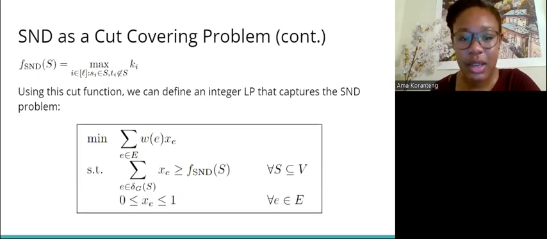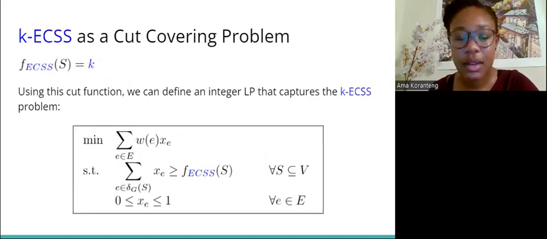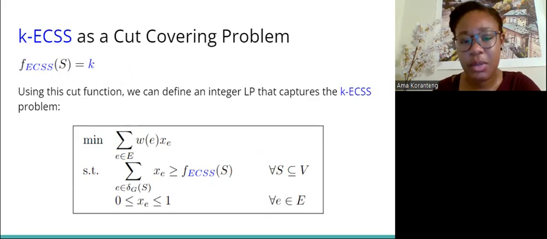Right, so with this cut function, we can write the survivable network design problem as an integer linear program, and this is what it looks like. And of course, we can do the same thing with the KECSS problem. The cut function is much simpler, and the LP is very similar. This is what it looks like.